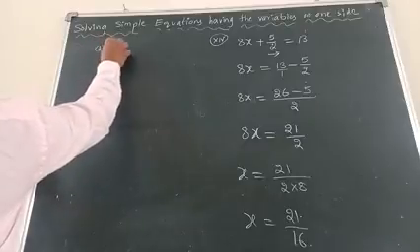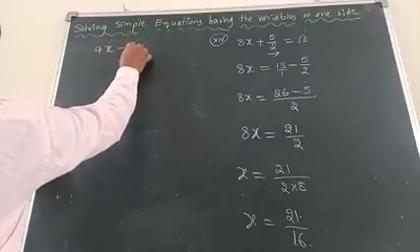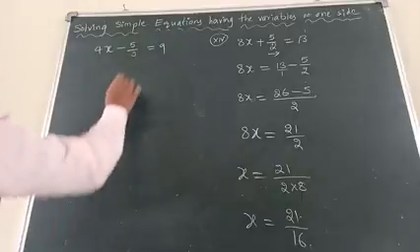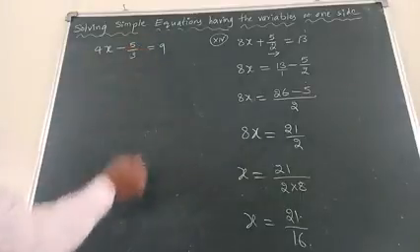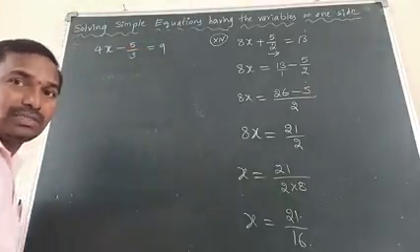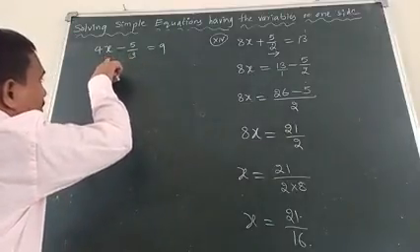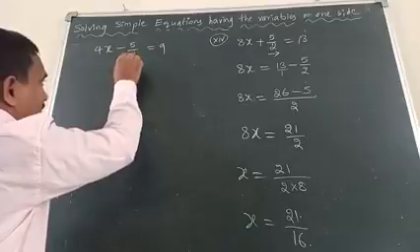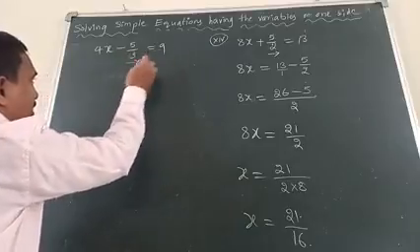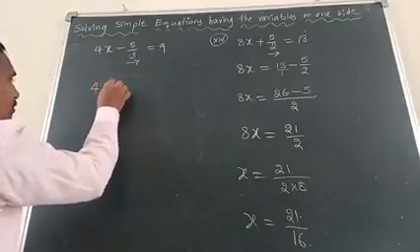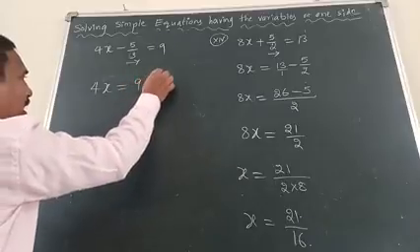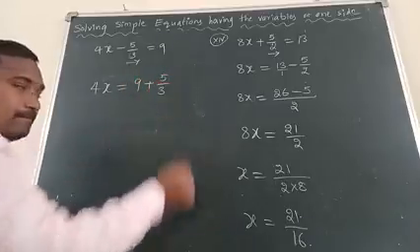See, 4x minus 5 by 3 equal to 9. First, this is the x term, and we find the x value. The other one is minus 5 by 3. Transpose minus 5 by 3 to the RHS. 4x equal to 9 plus 5 by 3.